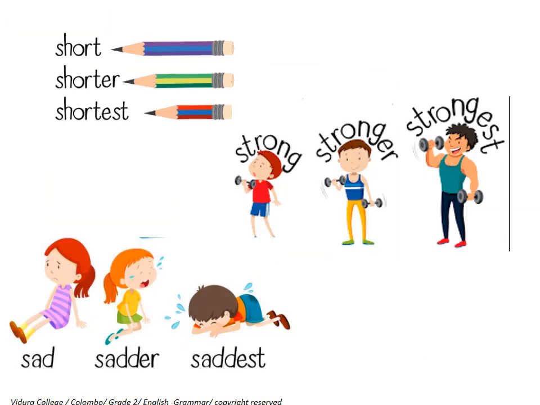Let's look for more comparative and superlative adjectives. First picture. Short, shorter, shortest. Can you guess which one is the comparative adjective? Yes, shorter is the comparative adjective. Short, shorter, shortest. Which one is the superlative adjective? Yes, shortest is the superlative adjective. Now let's move on to the second picture.